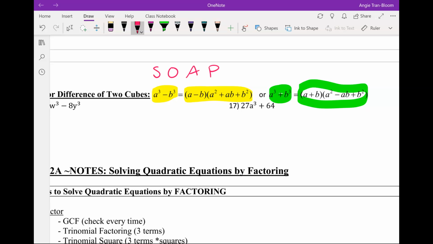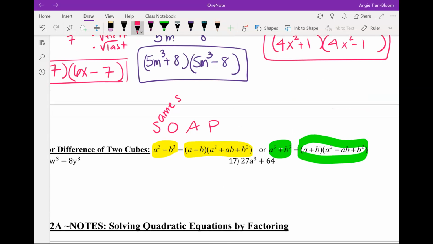S was not always subtraction, because this is the same sign, okay? S is same sign. So if you started with a subtraction, your first sign in the factor is subtraction. If you started with an addition, your first sign in the factor is addition. What do you think O is? What's the next sign? Opposite. You're right. So this helps you.